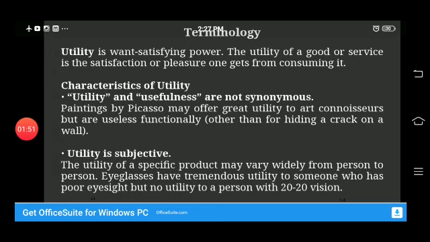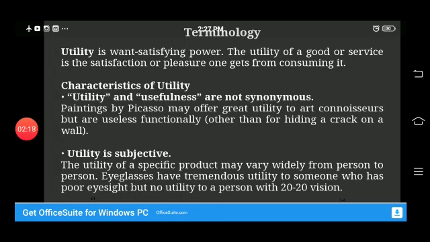There are a few terminologies which we are using. Number one is utility. Utility is the want-satisfying power, or we can say that the utility of a good or service is the satisfaction or pleasure one gets from consuming it. When you are using any commodity and you get satisfaction by using that particular commodity, you get the utility.